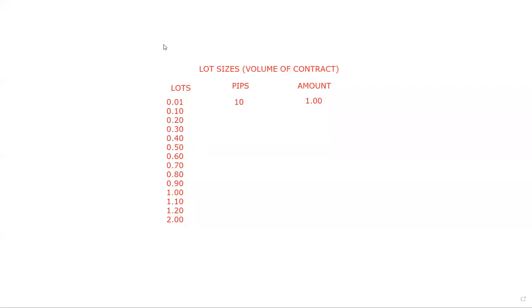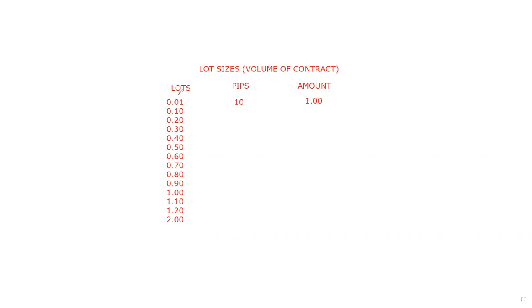So that is with a lot size of 0.01, which is the least one. With 0.01, 1 pip will give you 10 cents, 2 pips will give you 20 cents, 3 pips will give you 30 cents, 4 pips will give you 40 cents, in that order. Now, assuming you are going to use 0.02, because after 0.01, the next lot size is 0.02, 0.03, 0.04 in that order till it gets to 0.10. Then it continues to 0.11, 0.12 in that order.